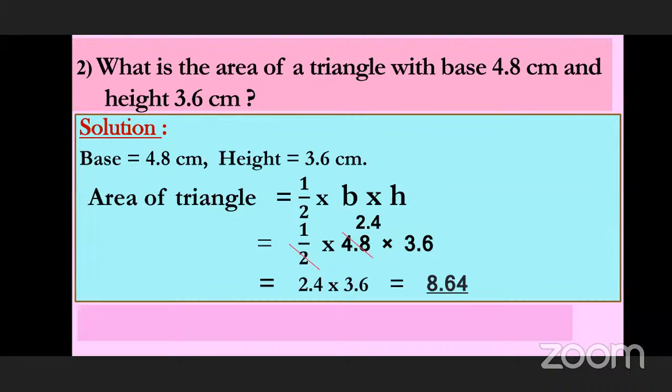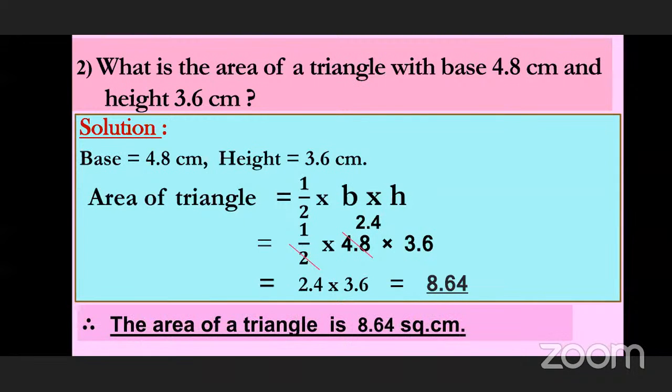8.64 without the unit? No, we have to write down the unit. As it is area, we will write square centimeter. Therefore, the answer is the area of the triangle is 8.64 square centimeter. Okay.